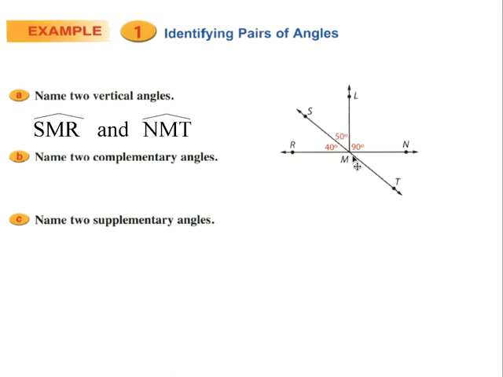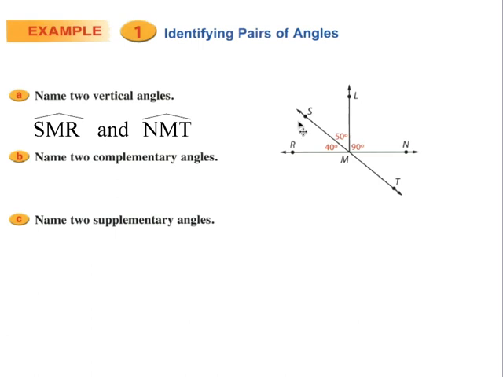So SMR, this is very important. When you give the name of an angle, the vertex must always be in the middle. So SMR, the first angle, and opposite of it we have NMT, so two vertical angles. I think that's enough for this example. It's two vertical angles and we gave it.